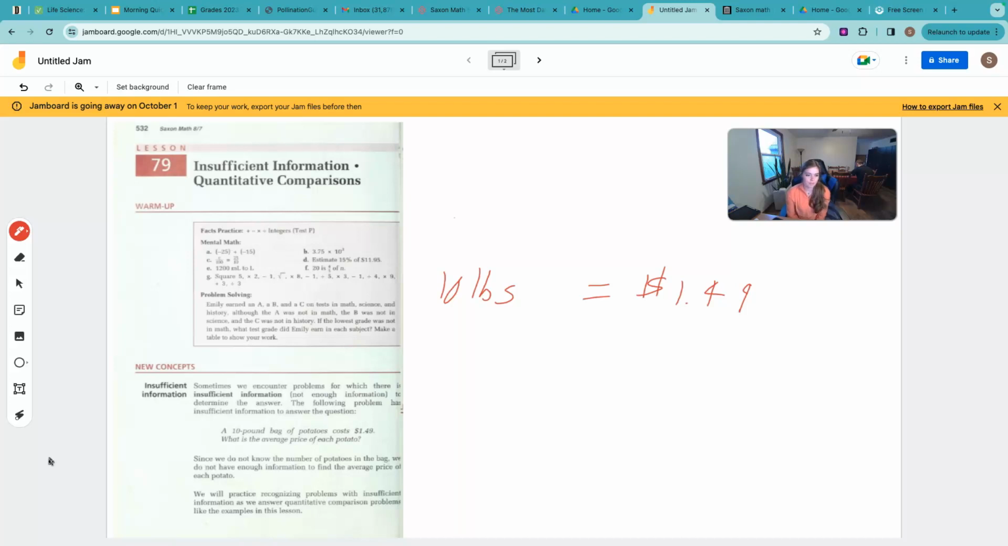Good morning. This is lesson 79 in Saxon L79, and it's about insufficient information and quantitative comparisons. As complicated as that title sounds, this is actually a very easy concept, and it's going to be an extremely short lesson. Sometimes we have problems that have insufficient information, right? Insufficient means not enough. So not enough information to solve the problem, or not enough of the right information. So let's look at an example of what this type of problem would look like.